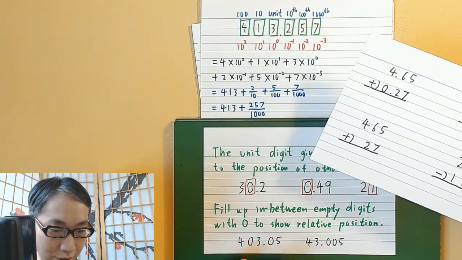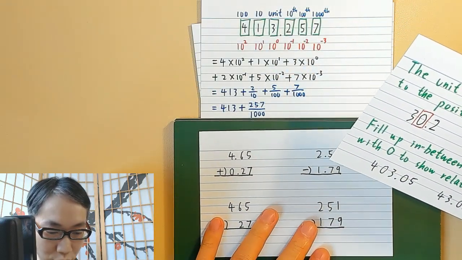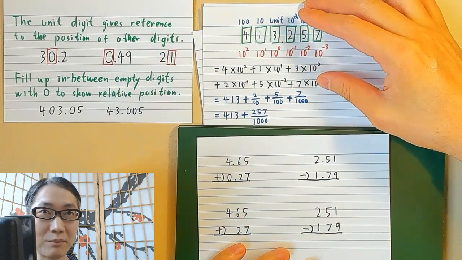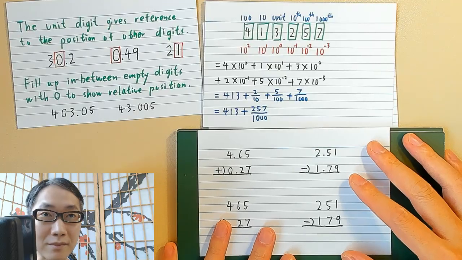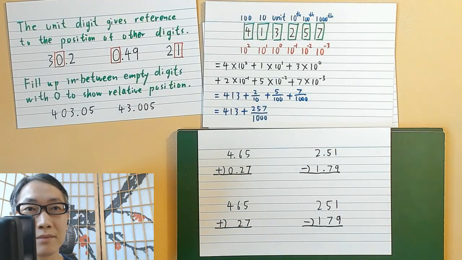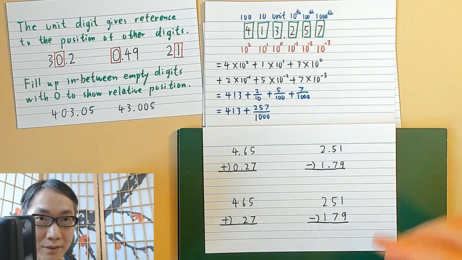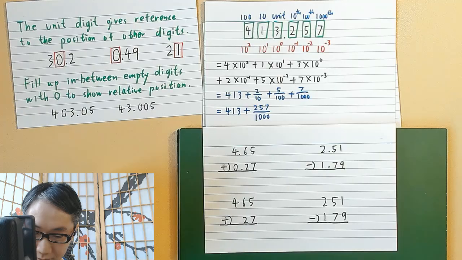So how do we do the addition and subtraction for the decimal numbers? So let's do the one without decimal first. So we have 465 plus 27.